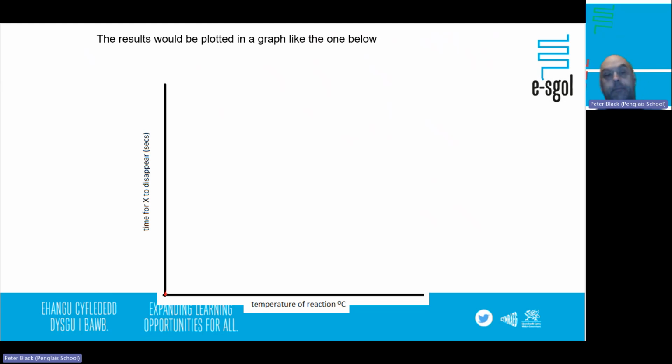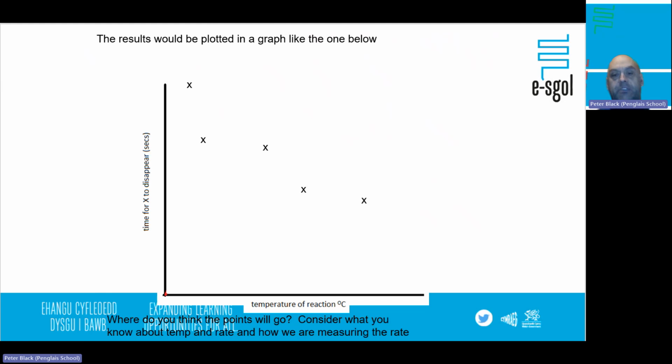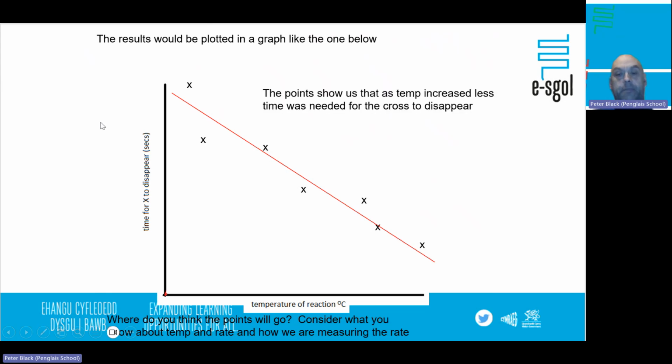So as we increase temperature, the time it takes for the cross to disappear gets less, and so it should look like this. At a low temperature, it's taking a lot of time for the cross to disappear. At a high temperature, it's taking much less time. We'll plot a line of best fit through these points. That looks like this. Okay, practice your lines of best fit. They're very important for exam papers.